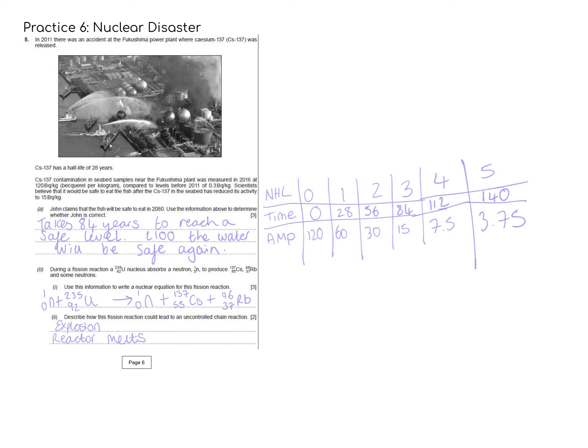Final question then looked at a nuclear power plant accident, and it looked at a type of cesium that was released. Okay, and it gave you all this information about what the levels were like in the sea in 2016, 5 years after the reaction, what they were like before it happened, and then talking about what the levels need to be at for it to be safe to eat. Okay? John claims the fish will be safe to eat in 2080. Use the information to determine whether John is correct, okay?